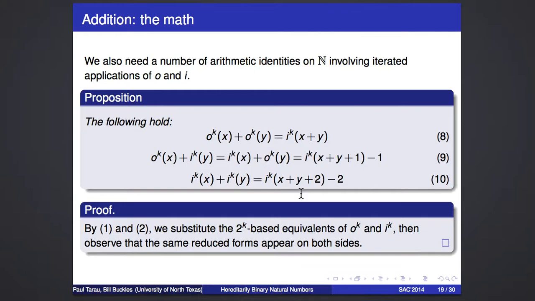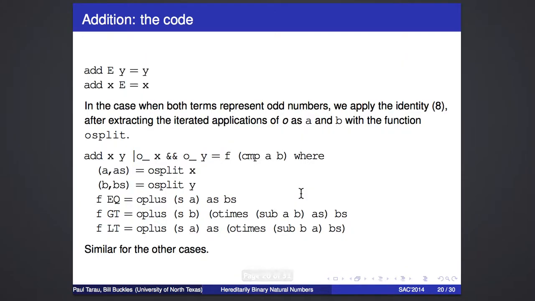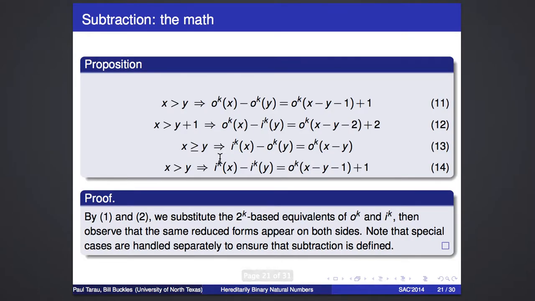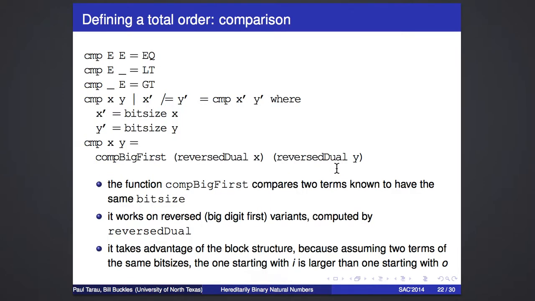So this becomes Haskell code, and the details are a little bit more tedious here, but basically we implement those formulae and then the appropriate case analysis depending on detecting if things are odd or even. Subtraction works very much the same way as addition. We have a few arithmetic identities and then the corresponding Haskell code designed based on those.